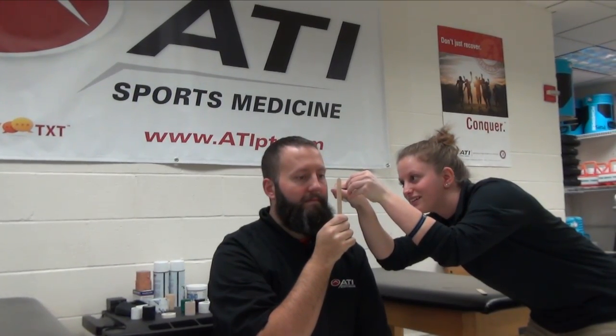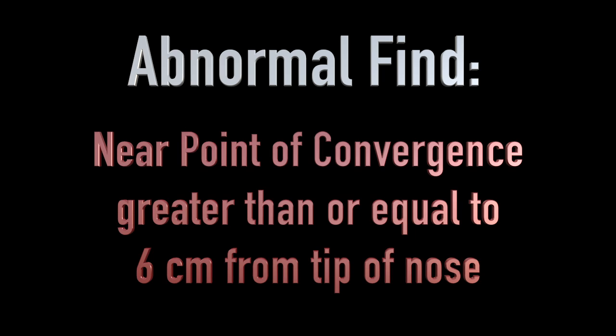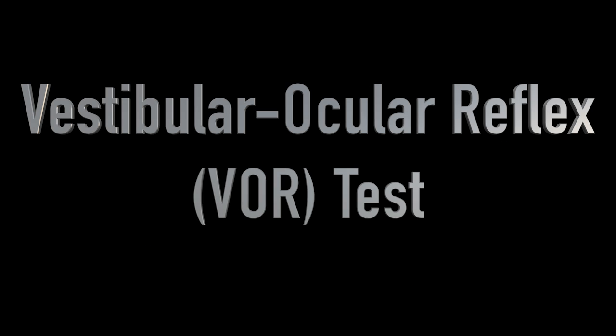Measure and record the distance in centimeters between the target and the tip of the nose and repeat this test 3 times, recording each measurement. Record their symptoms after completing the test. An abnormal finding for this test is a near point of convergence greater than or equal to 6 centimeters from the tip of the nose.